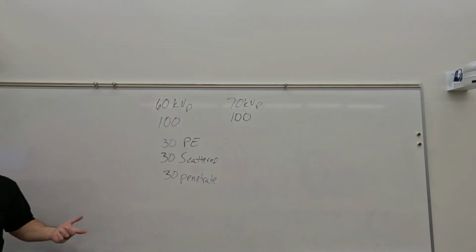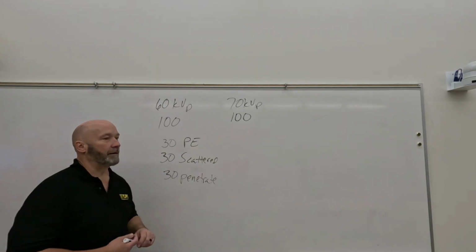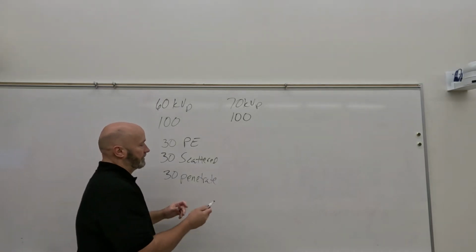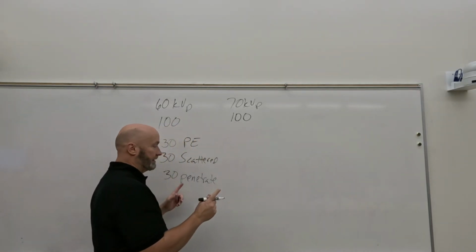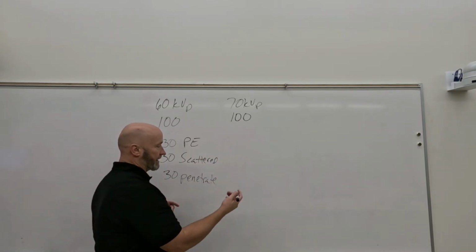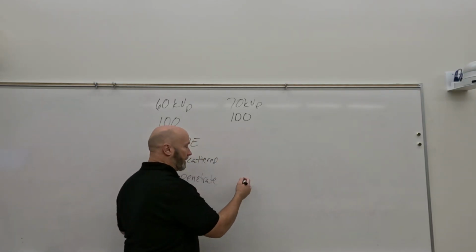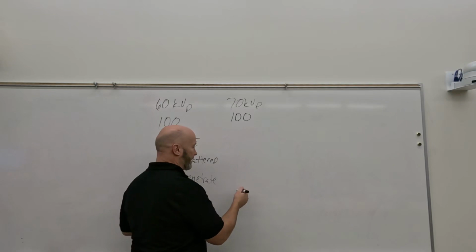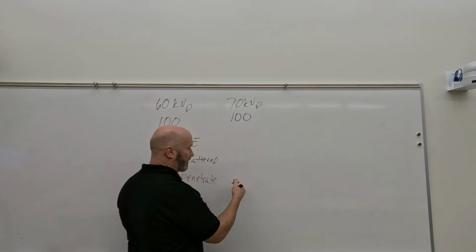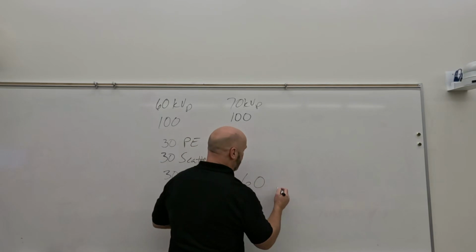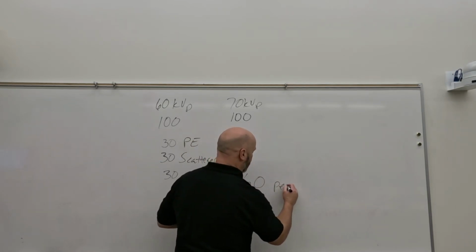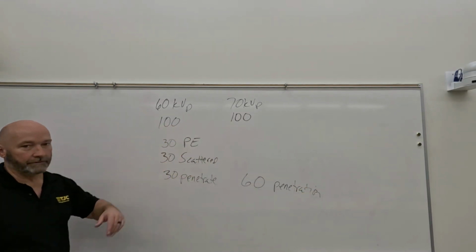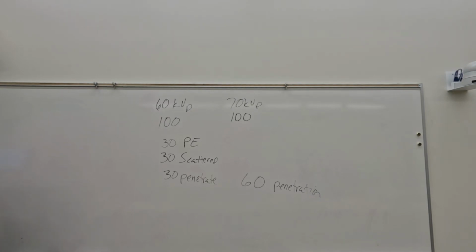So as kVp goes up, if we increase kVp, we would otherwise increase our penetration through the patient if we didn't do anything with our mass. Now we're going to have 60 at the image receptor, so penetration is going to be 60. Okay, so automatically, what are these two going to do? Go down. They're going to go down. They're going to go down.